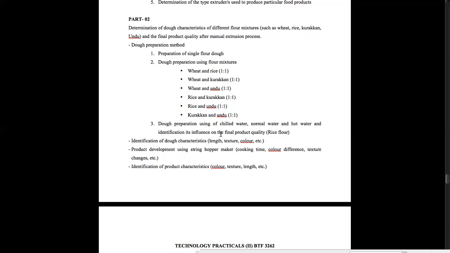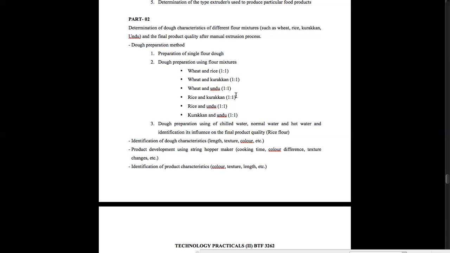Previously, we did these practicals using the string hopper maker, since we didn't have the extruder in those days, but fortunately we have an extruder now. But I'm not sure whether it is working or not now. It's working, but there is some work to do for its functioning. So we have to observe the dough characteristics, and then you can prepare food products using the string hopper maker and get the experience of how it behaves, its characteristics and its texture.